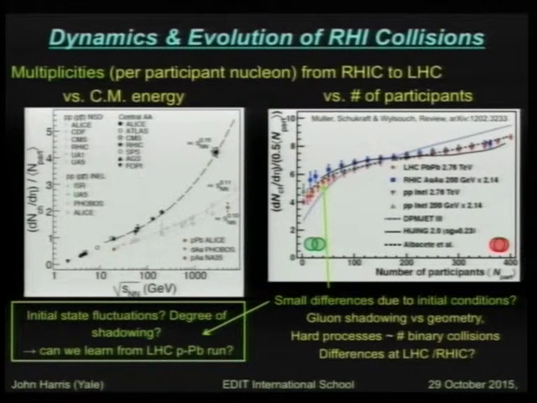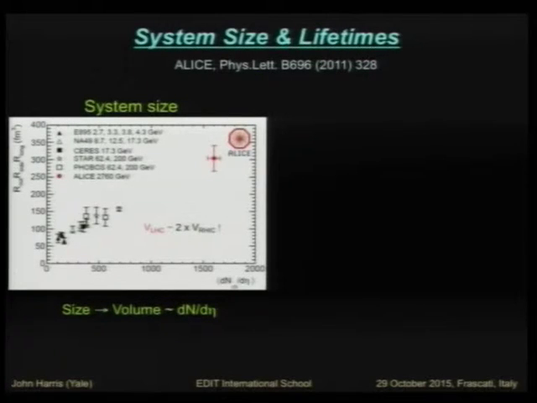The other thing I should say is that various models from perturbative QCD, including this model here, which has gluon shadowing, do a fairly good job at fitting this distribution. So this means that there's something that is quite similar between LHC and RHIC energies in terms of the dynamics and the evolution and the geometry. Now, we can also look at the size of the system.